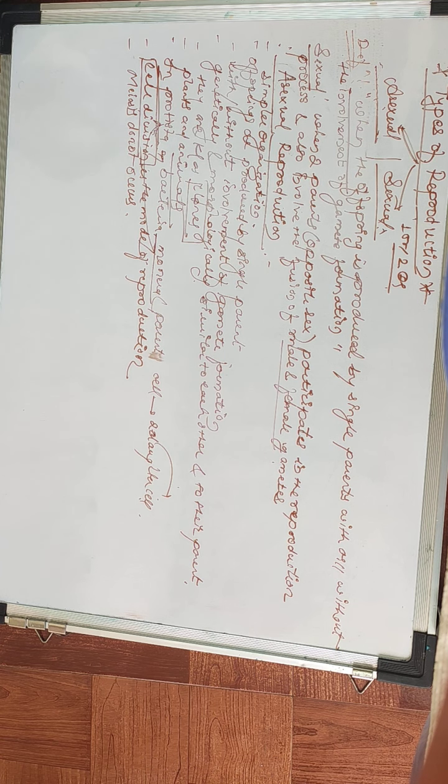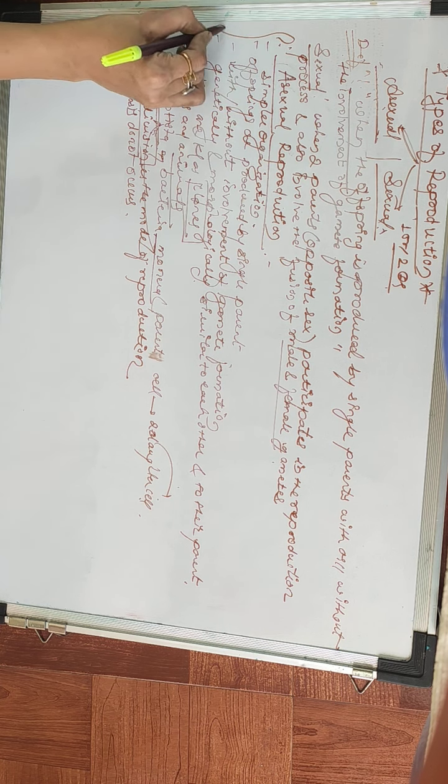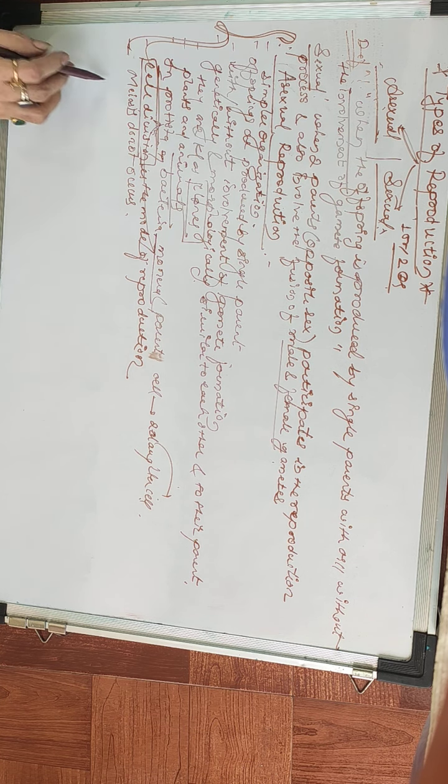In asexual reproduction. And this asexual reproduction is common amongst the single cell organisms, or in plants and animals which have a simpler body organization. So what are the characteristics of asexual reproduction? I will repeat one more time and then we will start the types of reproduction.